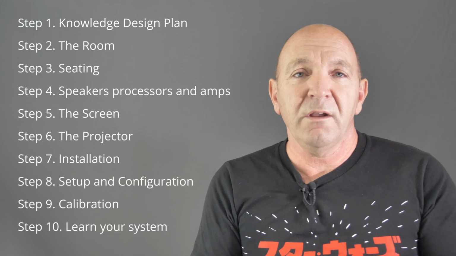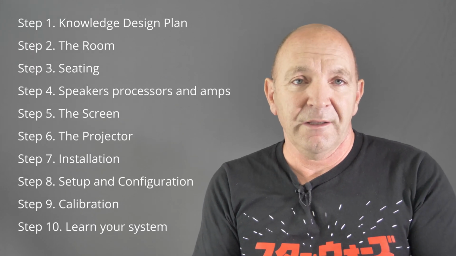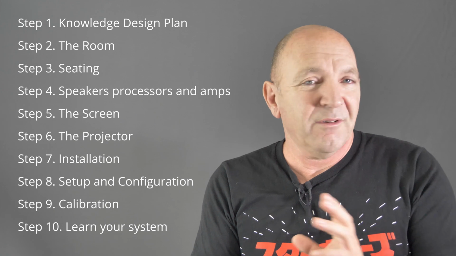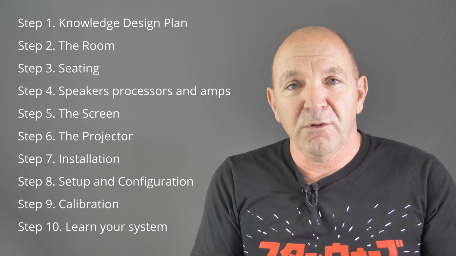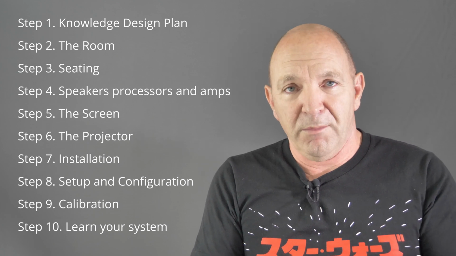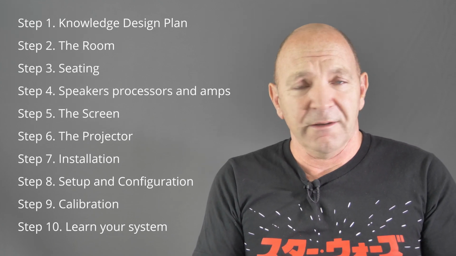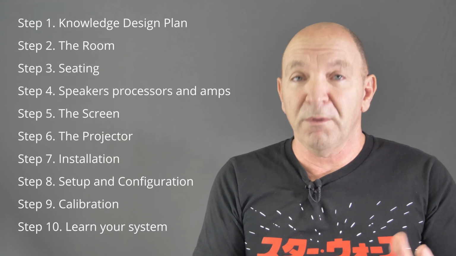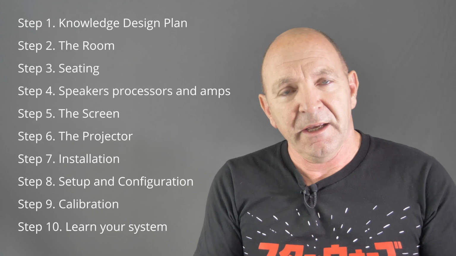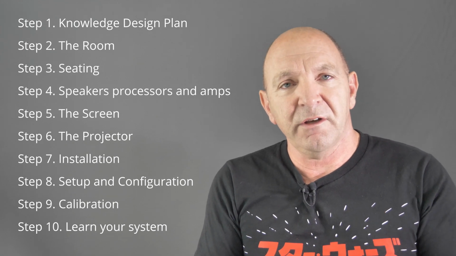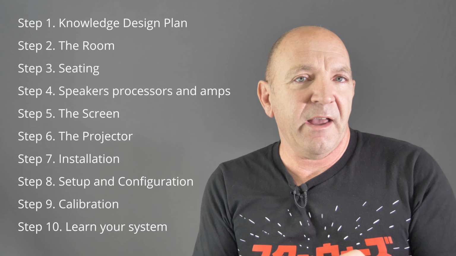All right, so now I'm going to review these 10 points. We're just going to run through them very quickly now. Step 1, knowledge, design, and plan. The most important ingredient in any home theater. Step 2, the room. Get the acoustics right, get the light right, get the environment right. Paint it black. I know a lot of people might go, but we're building a cinema here, folks. Step 3, seating. Make sure you have a full understanding of the seating required and what implications that has.